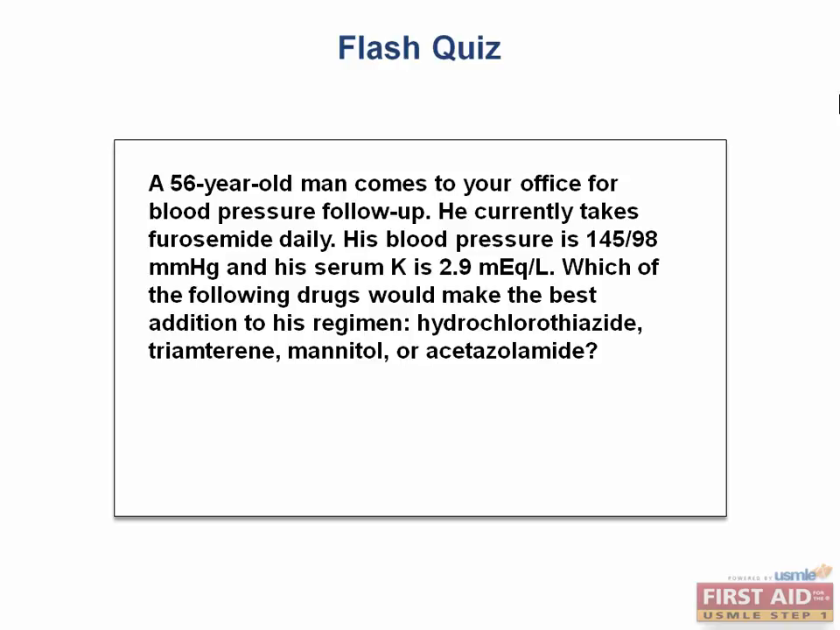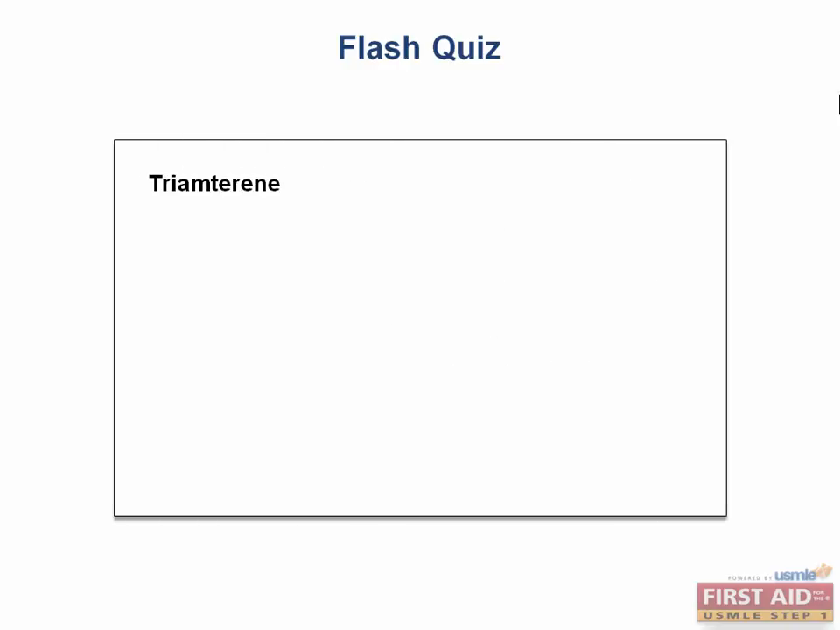Flash quiz. A 56-year-old man comes to your office for blood pressure follow-up. He currently takes furosemide daily. His blood pressure is 145/98, and his serum potassium is 2.9. Which of the following drugs would make the best addition to his regimen? Hydrochlorothiazide, triamterene, mannitol, or acetazolamide? The answer is triamterene. All of these agents can be helpful in lowering the patient's blood pressure, but he is also hypokalemic, and triamterene is a potassium-sparing diuretic that will increase the serum potassium at the same time.